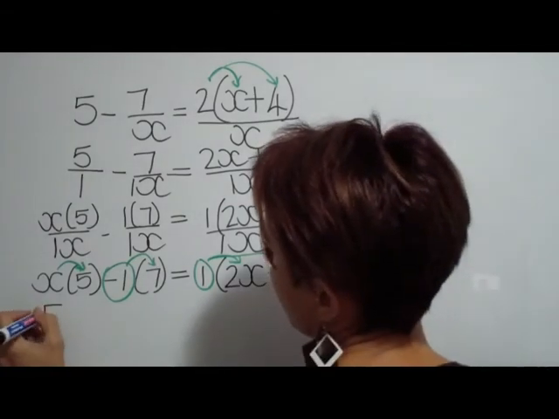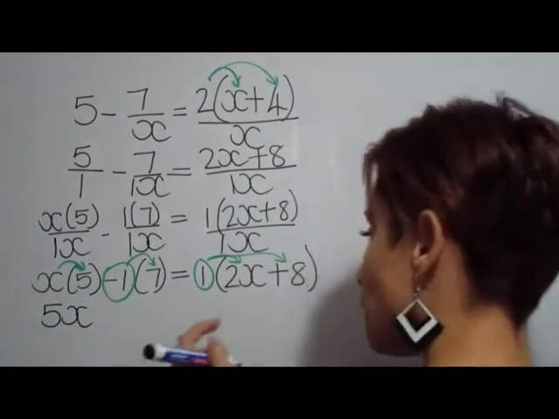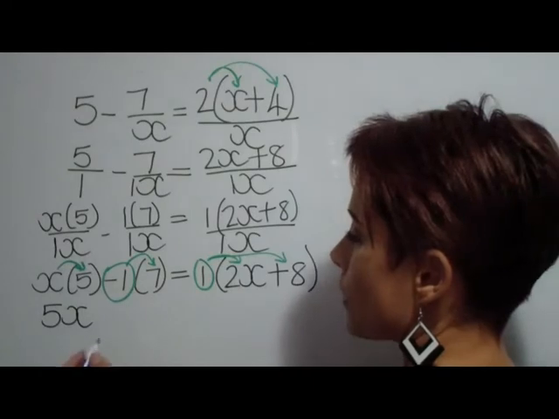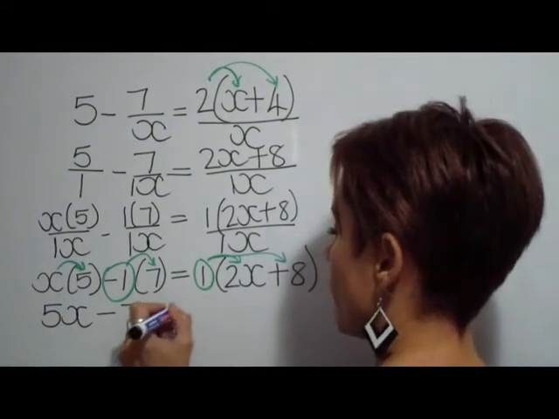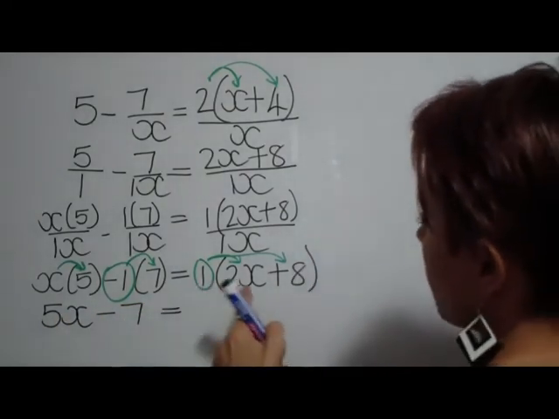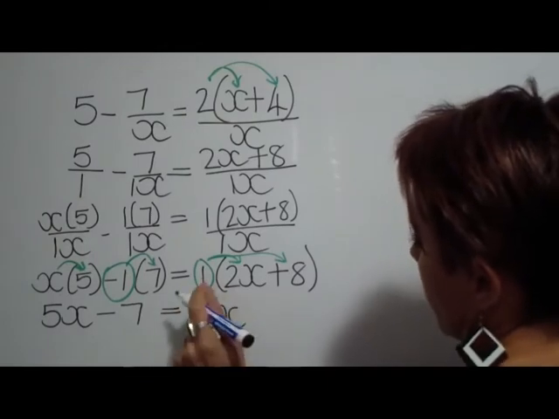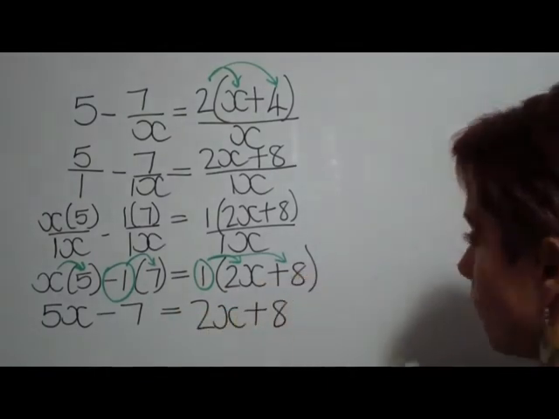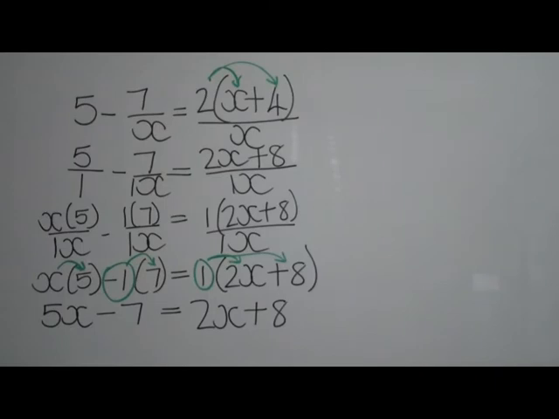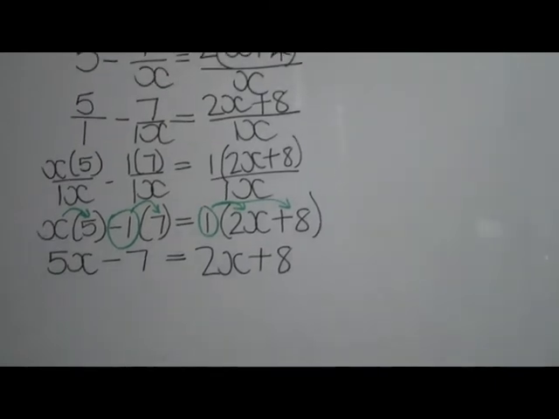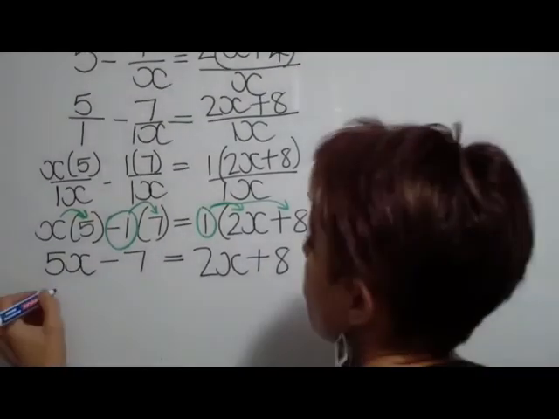X times 5, that's 5x, and then 7 times negative 1 is negative 7, and that is equal to 2. 1 maal 2x is 2x, and 1 maal 8 is 8. Beautiful, look how simple it is now, guys. Look how straightforward it's going to be from here.